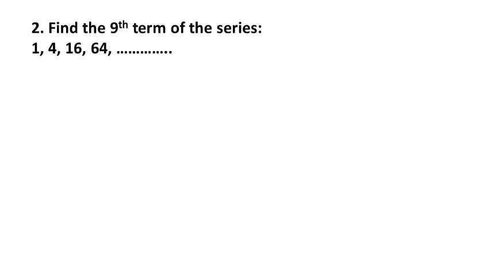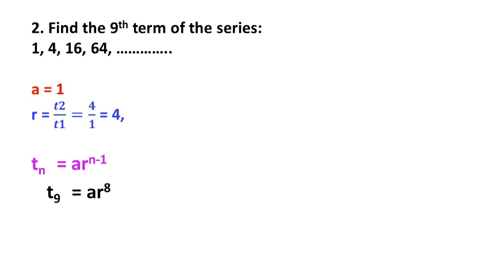Question number 2. Find the ninth term of the series. The given sequence is 1, 4, 16, 64 and so on. List out the given terms. Value of A is 1. Value of R is T2 by T1, that is 4 by 1, which is 4. We have to find out T9. The formula is Tn is equal to AR to the power n minus 1. Hence T9 will be equal to A into R to the power of 8. Substitute the value of A as 1, R as 4.